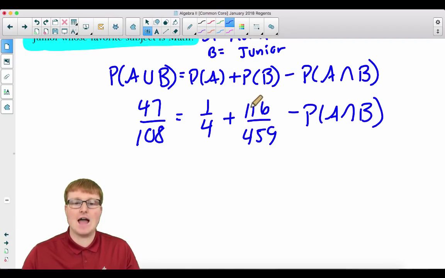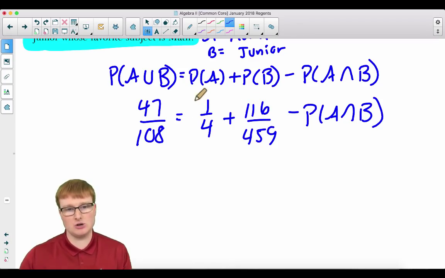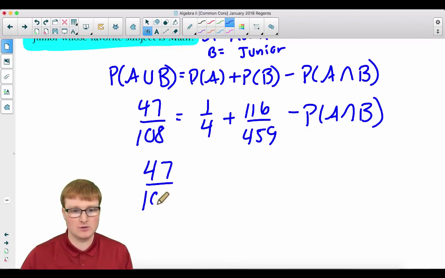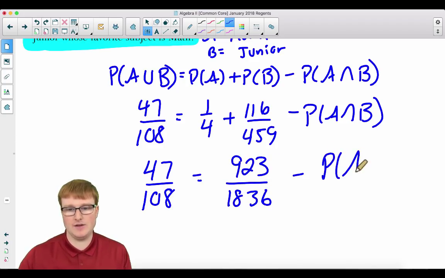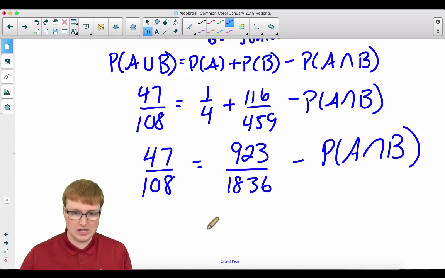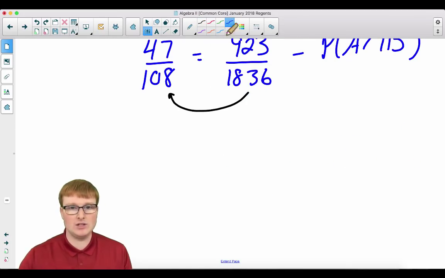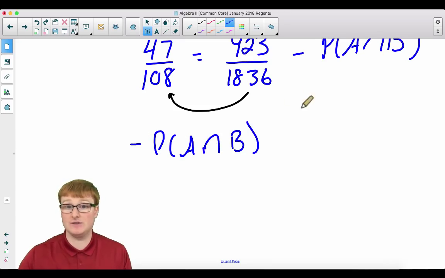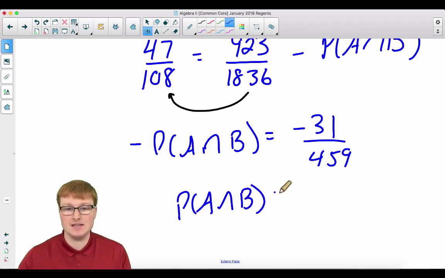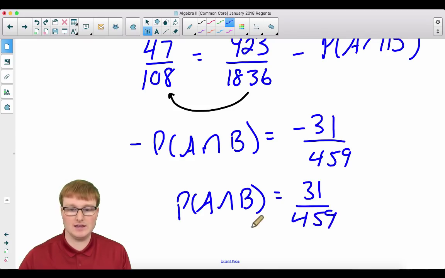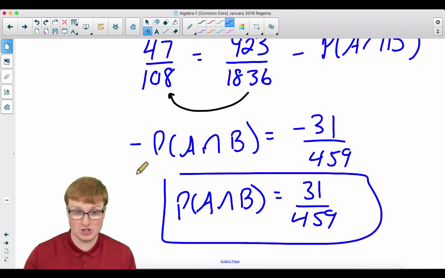I am not going to do the calculations that much, so just type this into your calculator. You get 47 over 108 is equal to 923 over 1836 minus the probability of A intersection B. When you solve for this, you are going to subtract this, and you're going to move it to the left-hand side of the equal sign. When you do that, you get the negative probability of A intersection B is negative 31 over 459. Divide by that negative 1, you get the probability of A intersection B is equal to positive 31 over 459. Ladies and gentlemen, that is the answer to that part of the question.